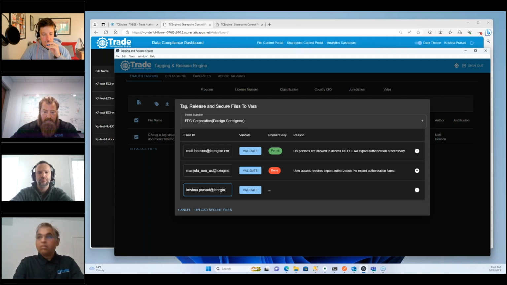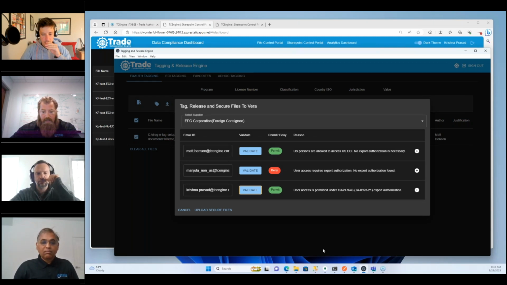And finally, in this last example, Krishna is authorized. So he's going to hit the validation and you'll see that it comes back with, hey, this is permitted, and here's essentially the authorization that it's permitted under. And again, all these decisions are being logged on the back end.